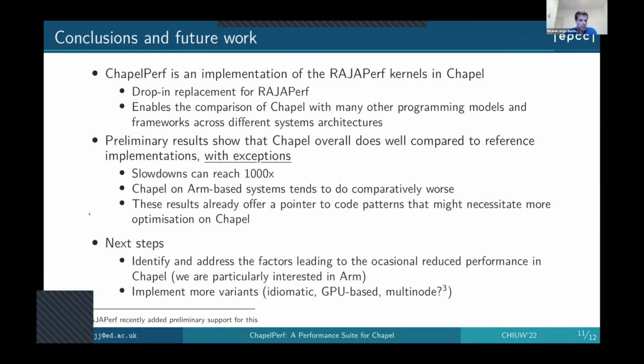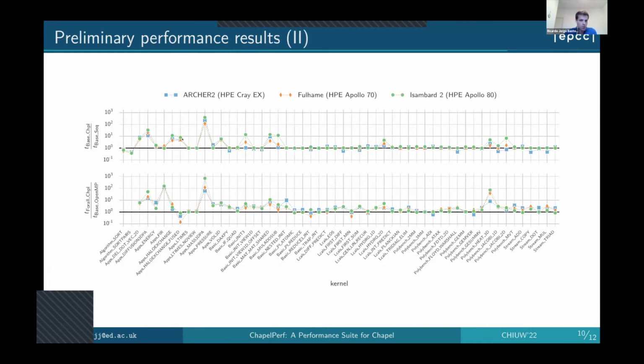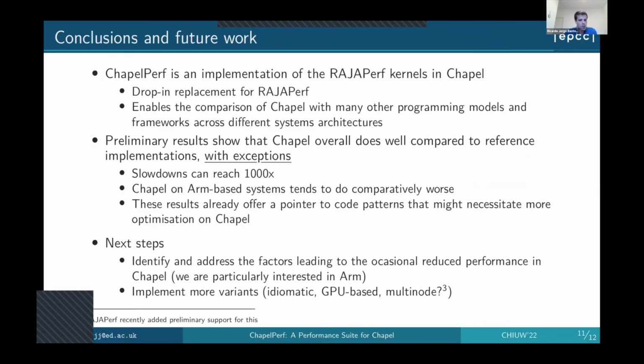So of course, this is very early, ongoing work, and some of the next steps that we want to take are to study these cases in which Chapel shows significant slowdowns and address them, and also to implement more variants of the kernels, namely idiomatic variants in which we explore the promotion and reduction-based data parallelism features that Chapel offers, as well as implement some GPU-based and multi-node-based variants of the kernels.